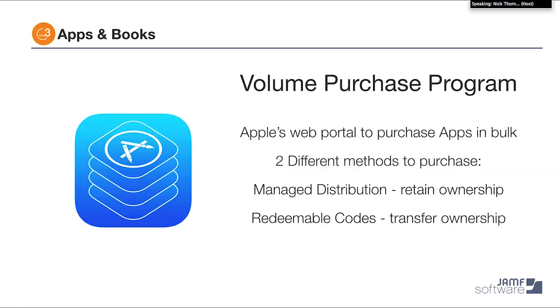To do this, we use Apple's Volume Purchase Program, or again, VPP. VPP has been around for a few years now, and Apple continues to improve this program. They now have two different methods to purchase apps. First, their new method, which recently came out, is called Managed Distribution. And this allows you to buy apps and then license them to your end users. So this allows you to retain the ownership of the app.